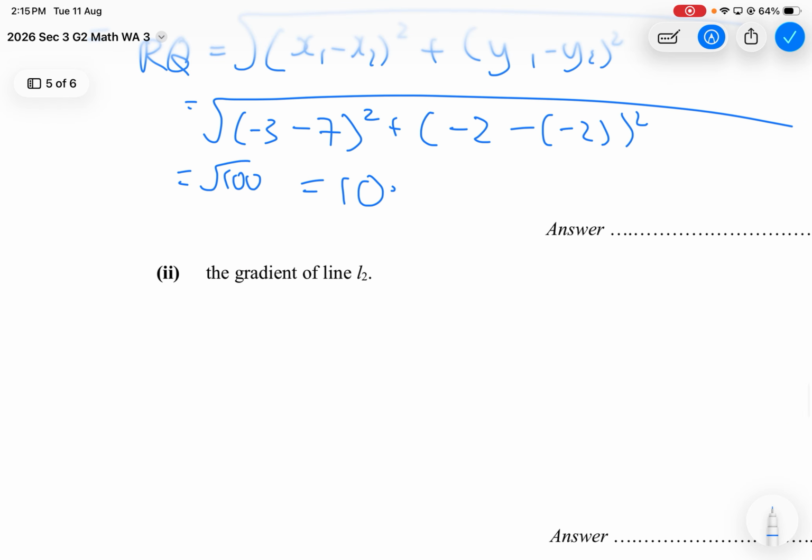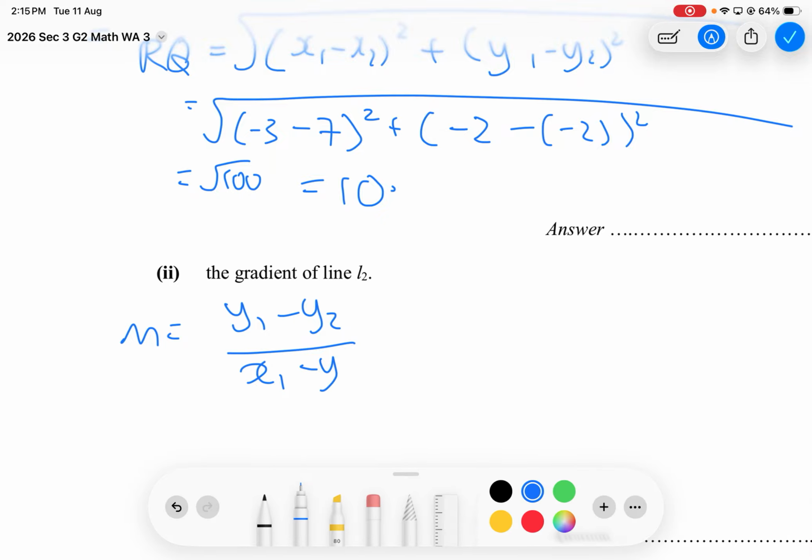Gradient. If you go through finding gradient, you will get the answer also. But if you know they are on the same level, you can also do the shortcut. Horizontal line, gradient equals to 0.